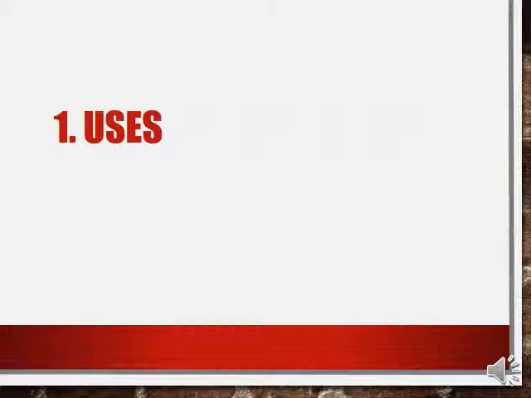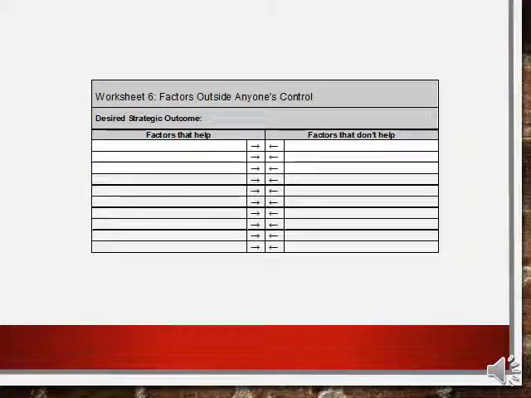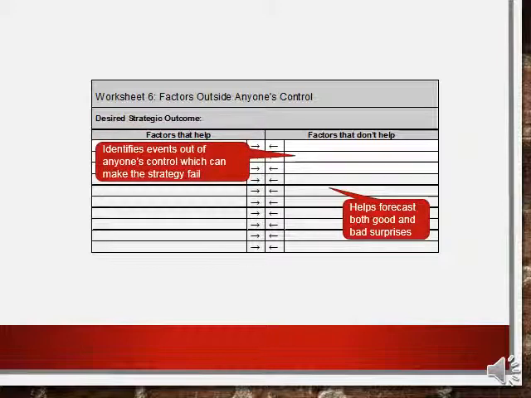For Worksheet 6, there are 2 uses. First, it helps forecast both good and bad surprises in a strategy. And second, it identifies events out of anyone's control which can make the strategy fail.